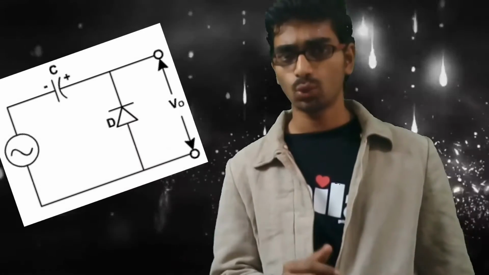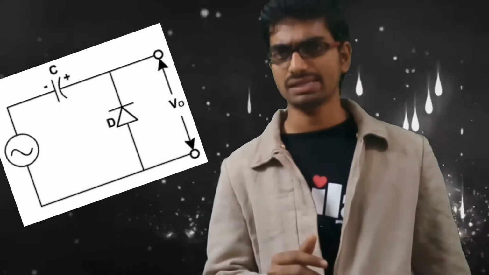In this video, I would like to discuss the clamper. A clamper is built with two elements, a diode and a capacitor. A clamper circuit is an application of a diode. Now, what is the purpose of a clamper?